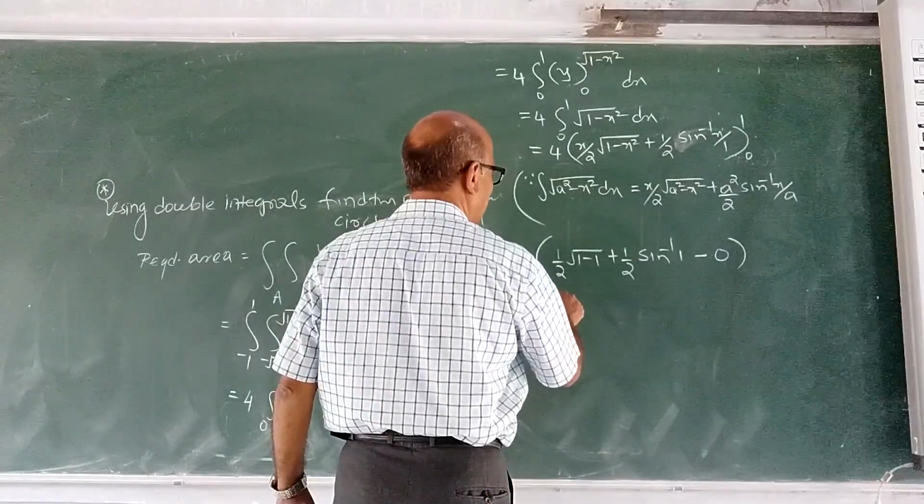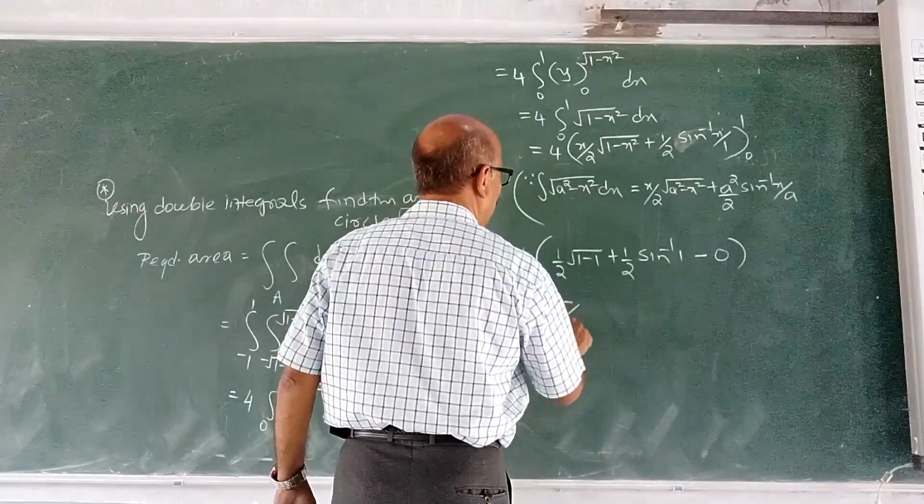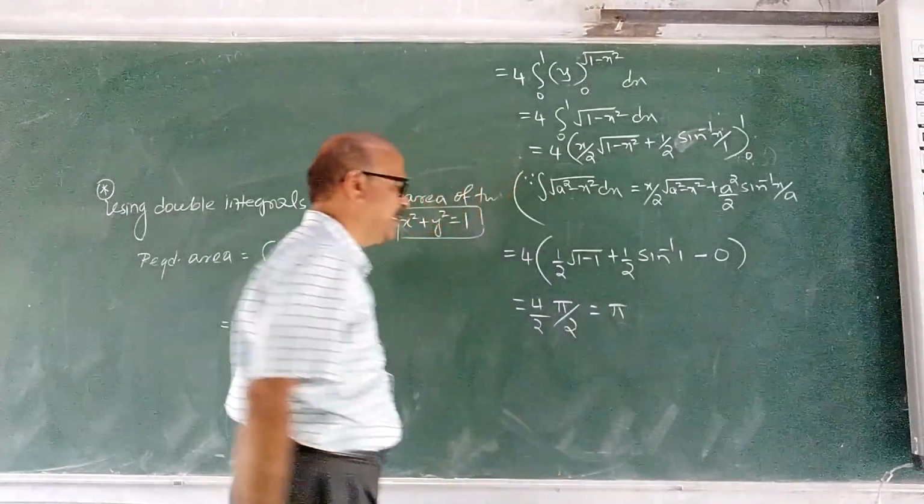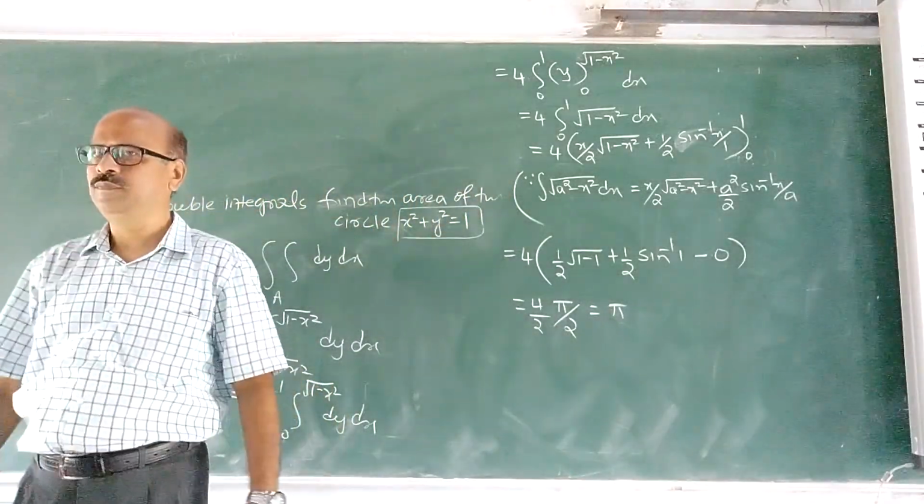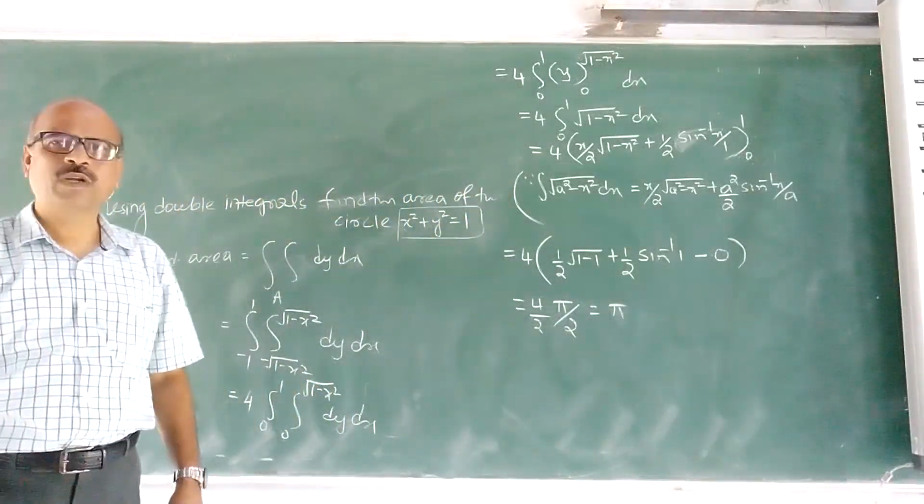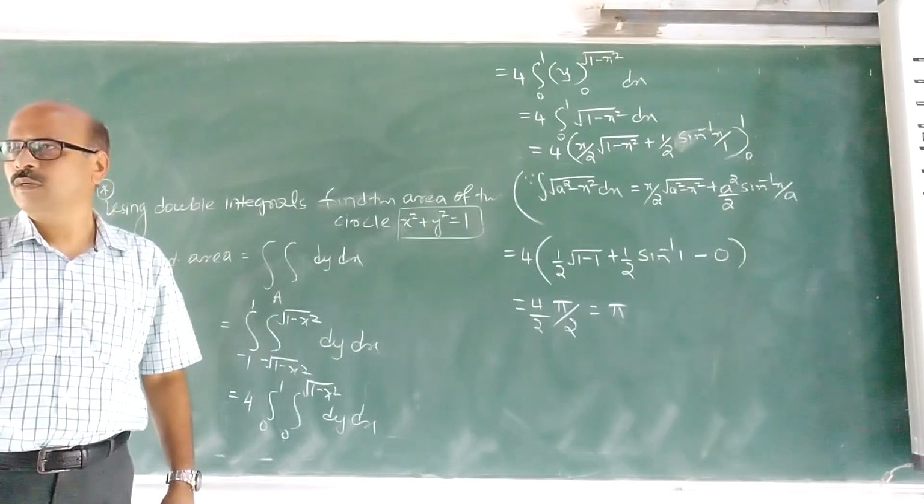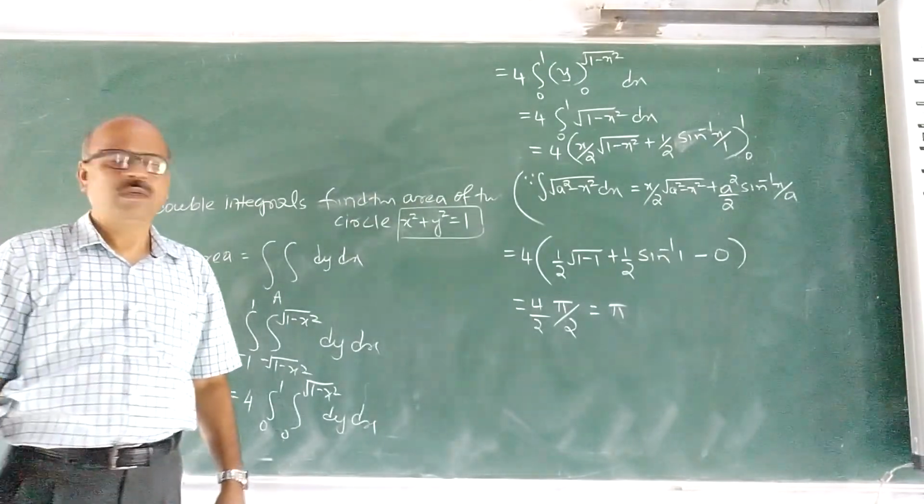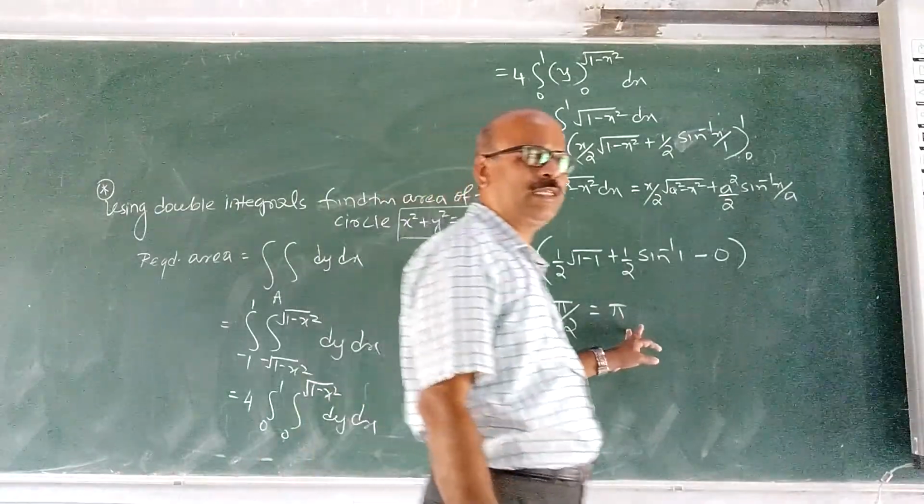Sine inverse 1 is pi by 2. So pi it is. 4 cancels, pi. Now is it correct? The answer is correct.